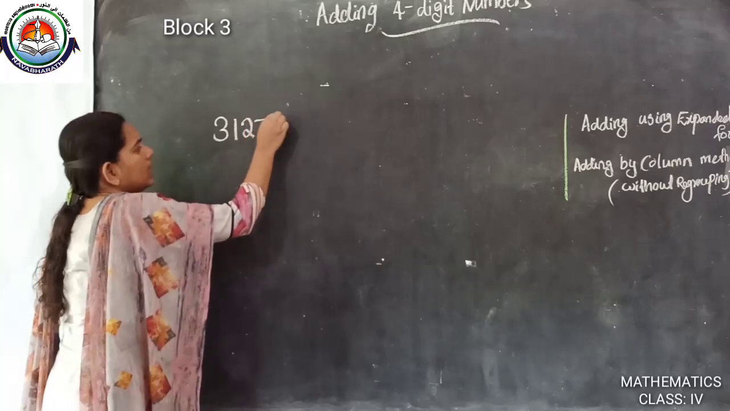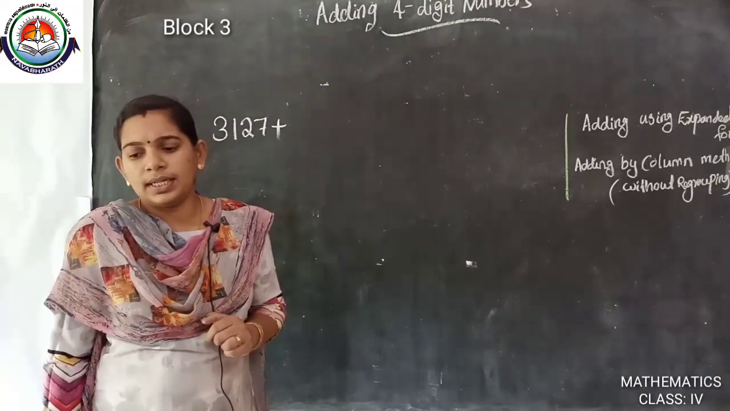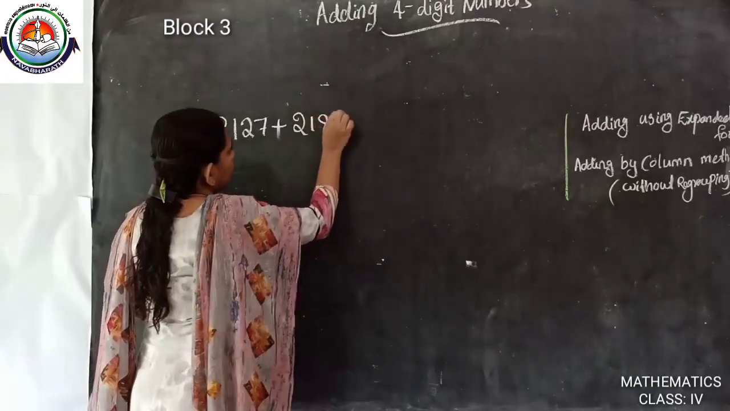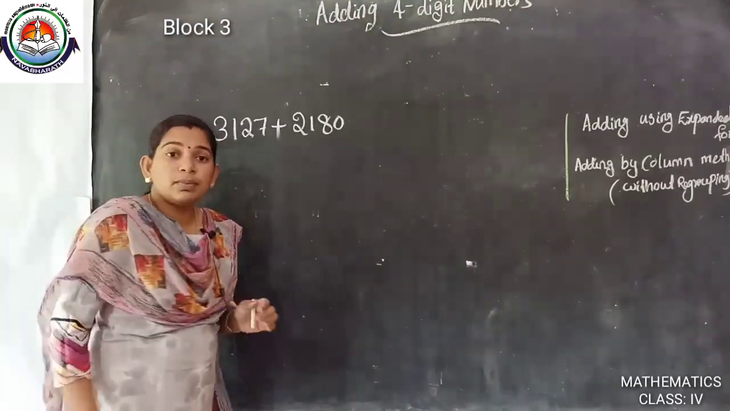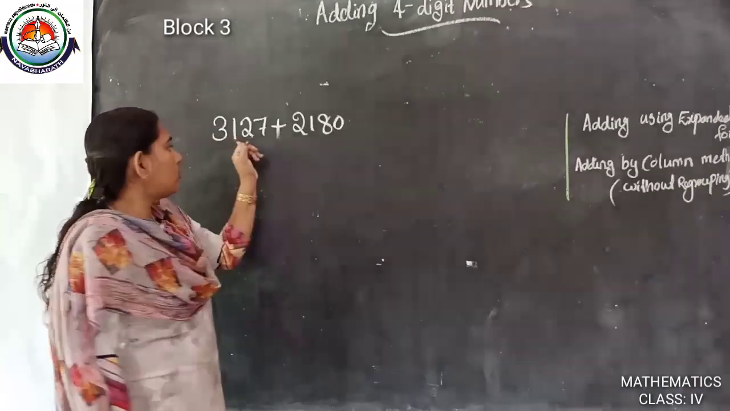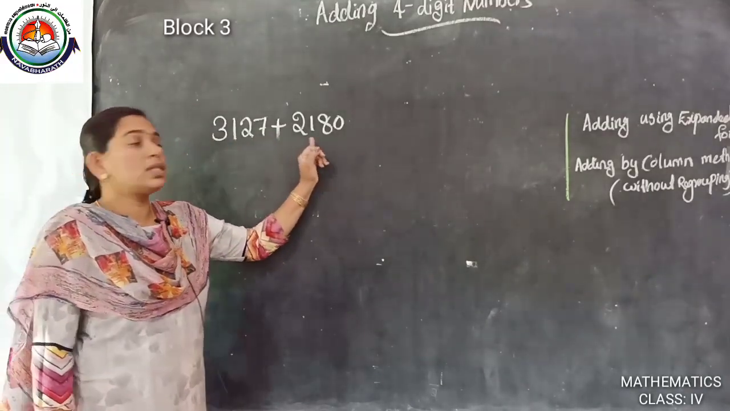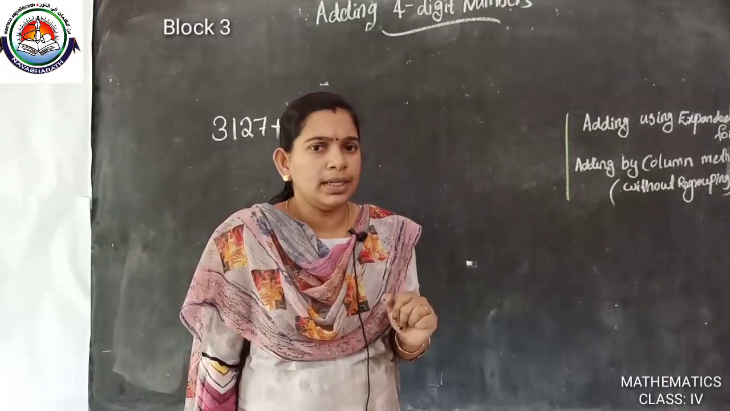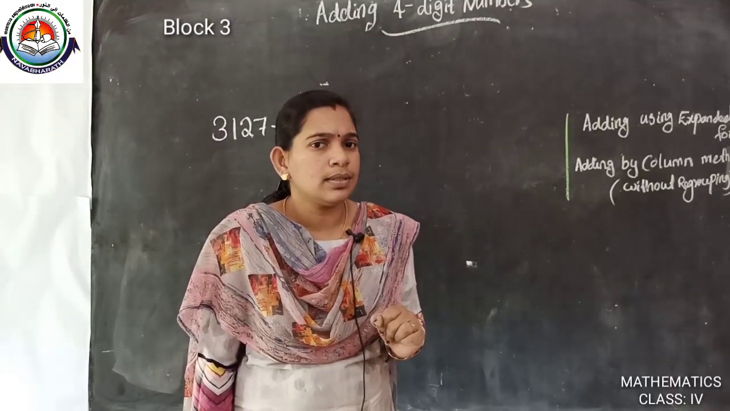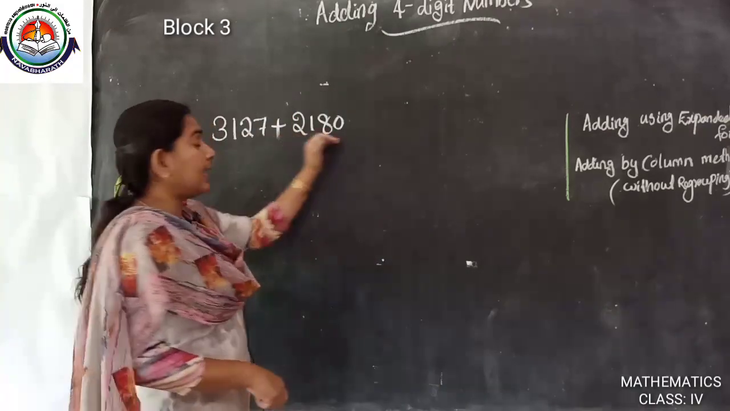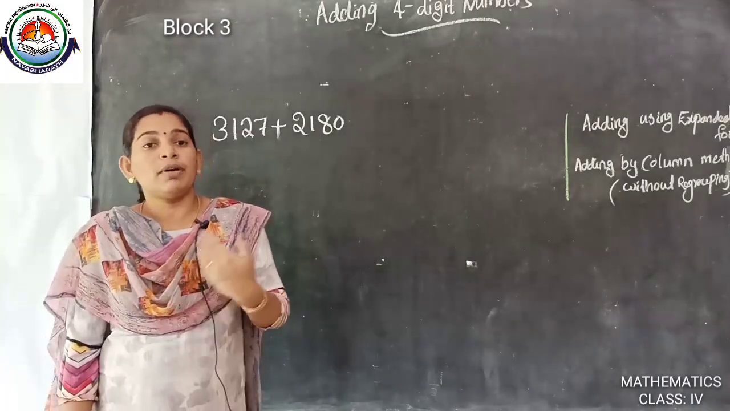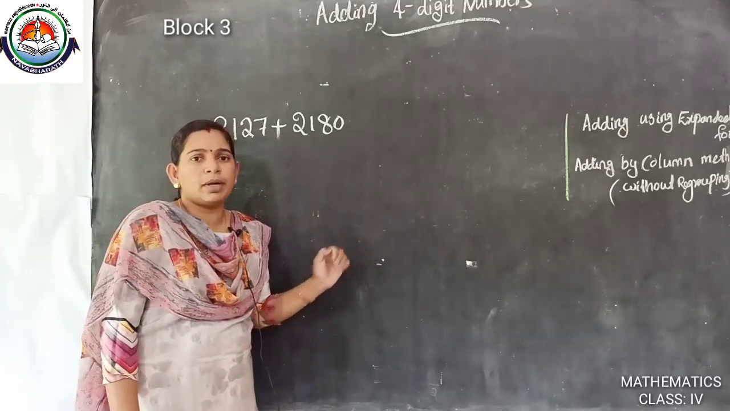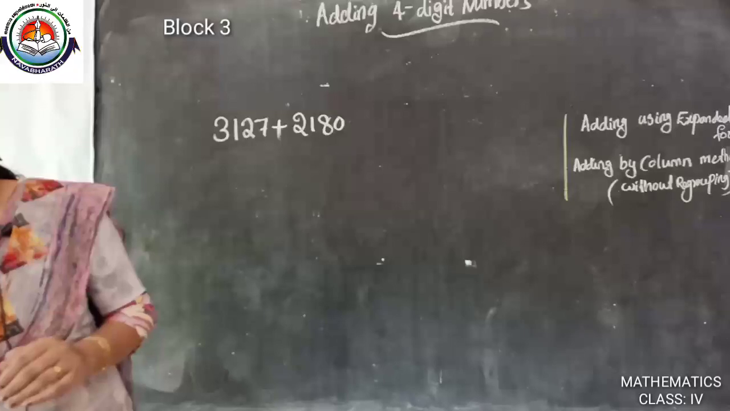3127 plus 2180. In the workbook, one problem we are doing is 3127 plus 2180 using expanded form. Do you remember how you add these numbers? Most of you directly add the digits and some of you expand and add. We will do how to do the problem here. Okay.